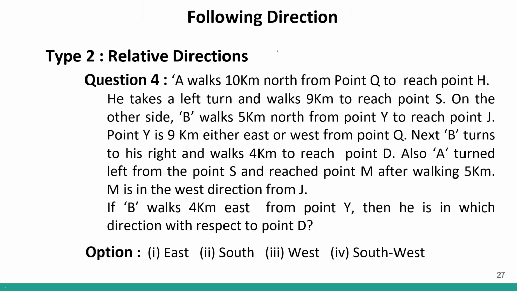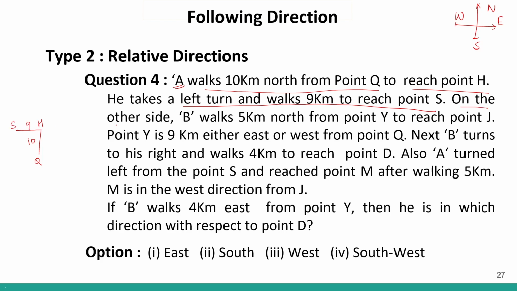Again, A walks 10 kilometer north of point Q. So A is a person, it is not a point. He walks 10 kilometer north of point Q to reach point H. Okay. He then takes a left turn and walks 9 kilometer to reach point S. So left turn, 9 kilometer to reach S.